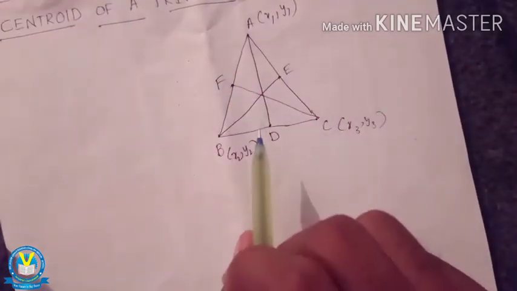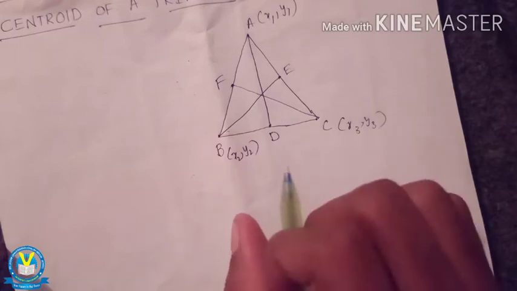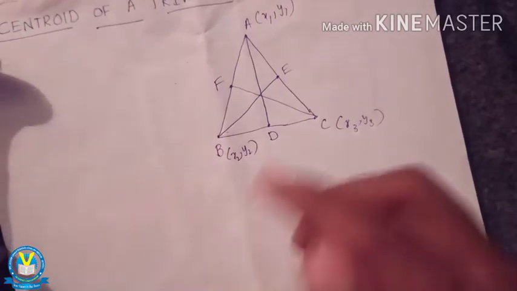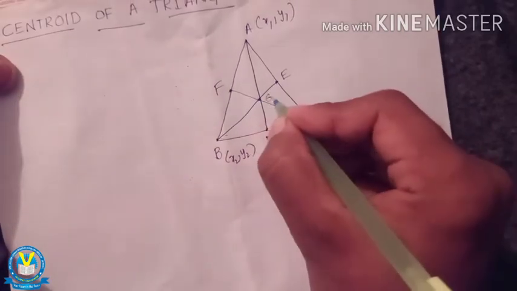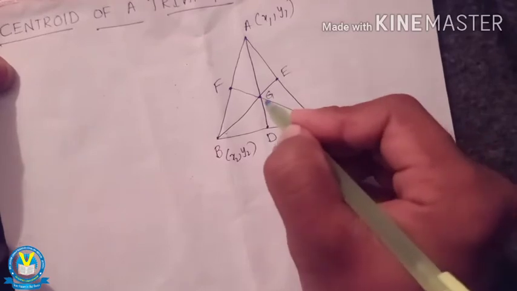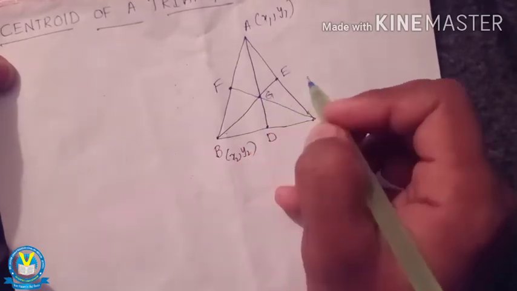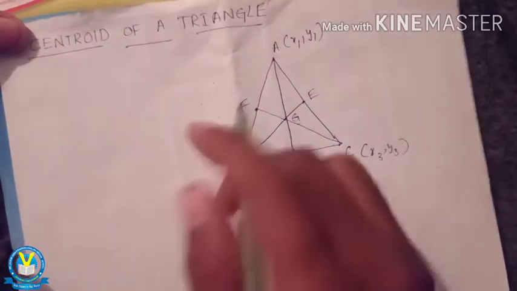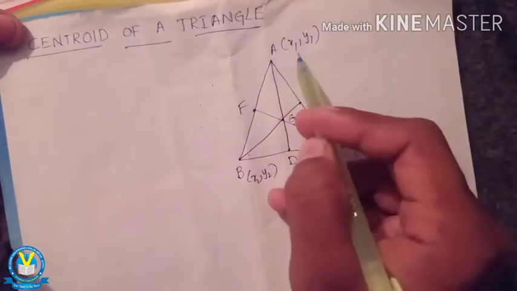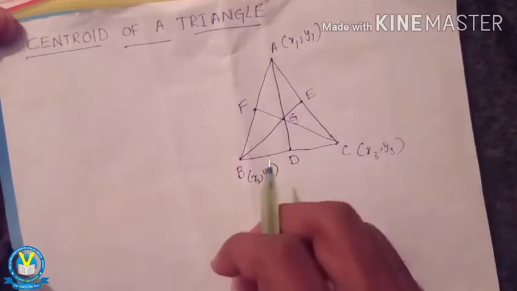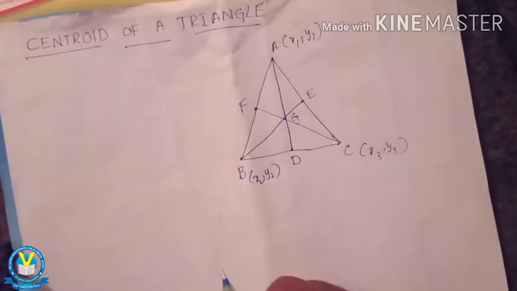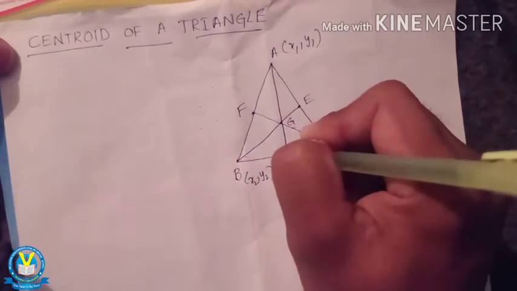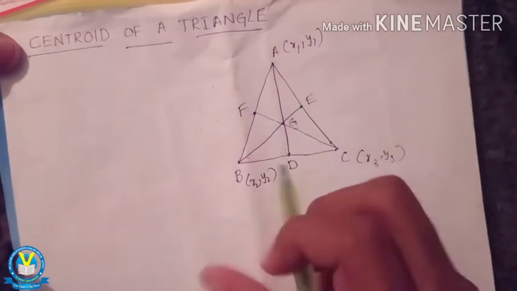The three medians intersect in a point, and that point is called the centroid of the triangle. So I can assume this is point G. Here the three medians intersect at point G. So now we can say that G is the centroid of the triangle. Here we already know vertex A has the coordinates x1, y1, B is x2, y2 and C is x3, y3. Here we are talking about one median, that is AD.